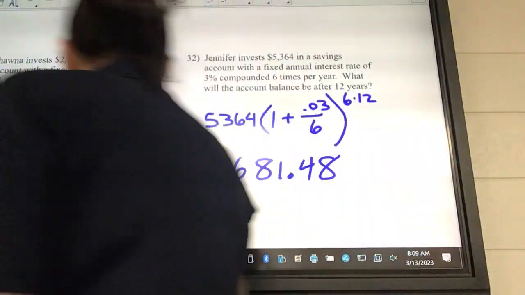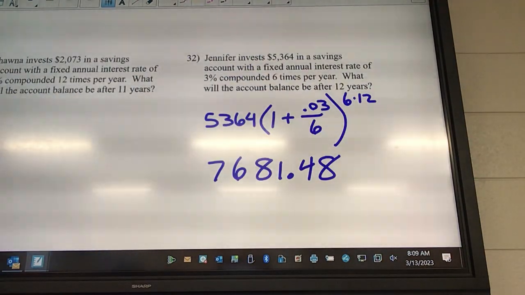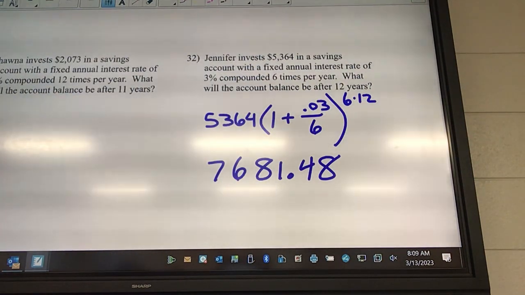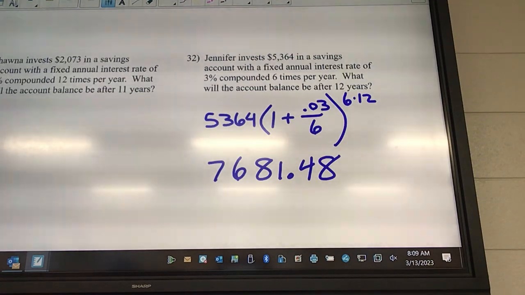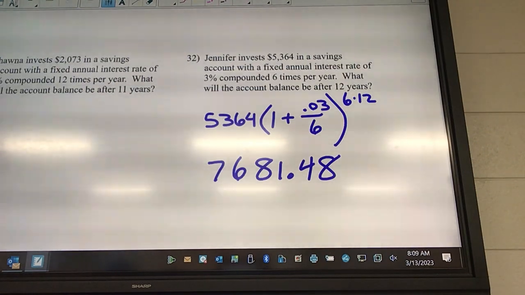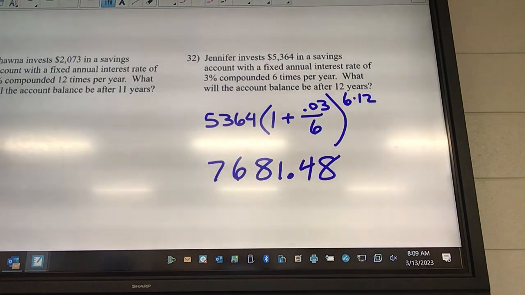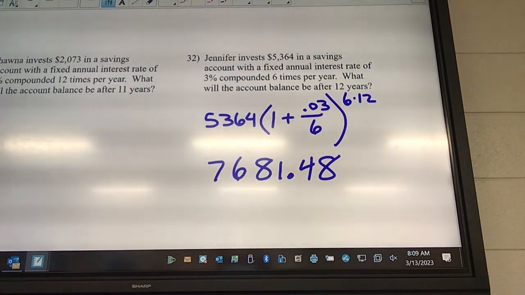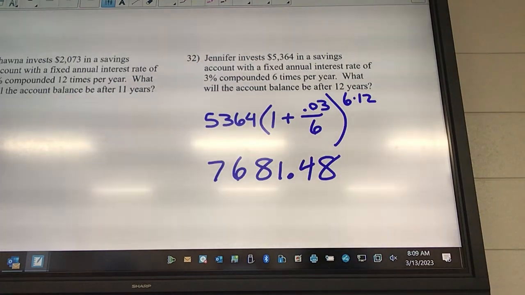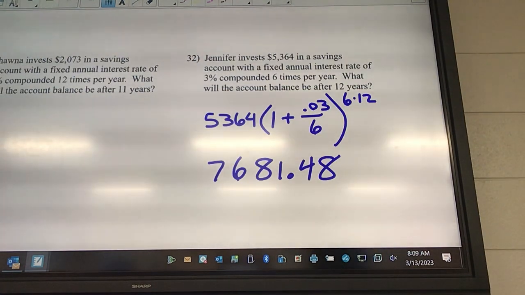Okay, what is that number? Their account balance after 12 years. So after 12 years, Jennifer has $7,681 in her bank account. How much did she start with? 5,000. Okay, and then last one.